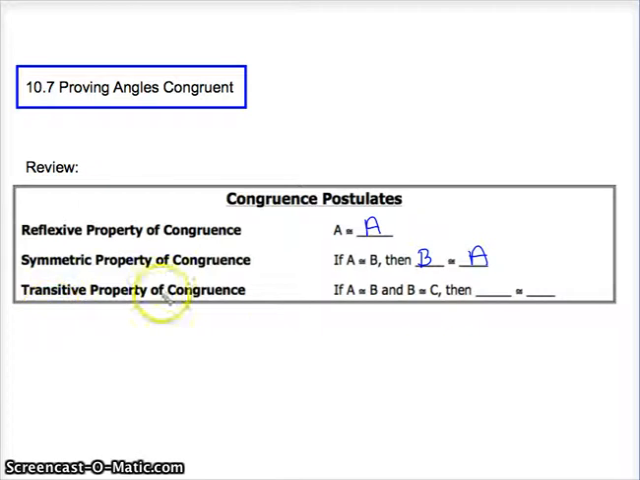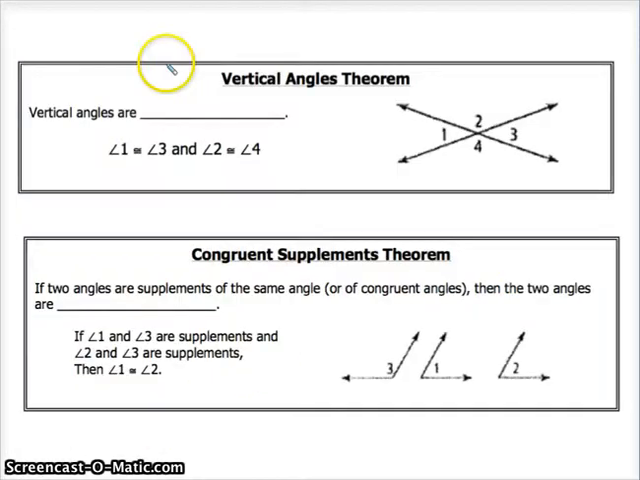Okay, and lastly, the transitive property of congruence, my personal favorite property, says that if A is congruent to B and B is congruent to C, well then A is congruent to C. And this one will be used frequently today, so make sure we file that one away. All right, let's get started with some examples.